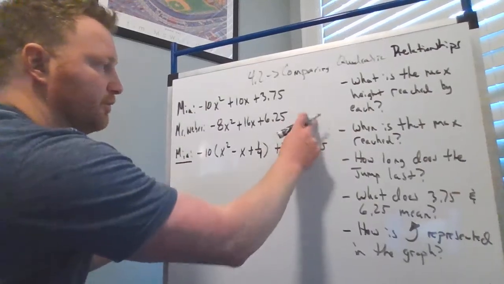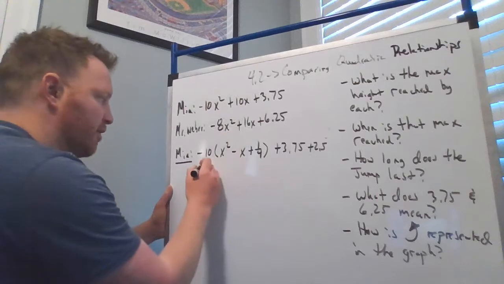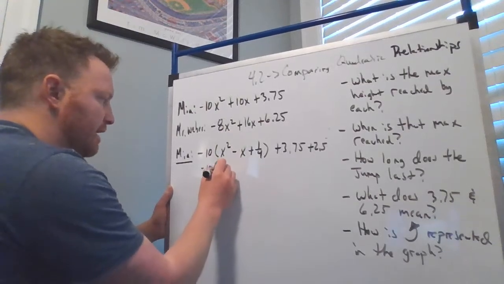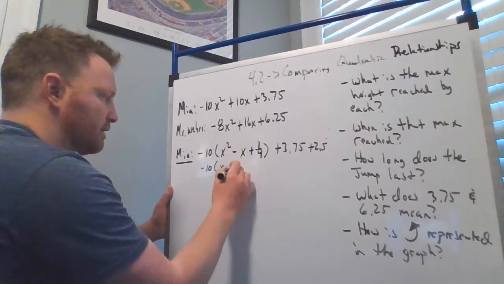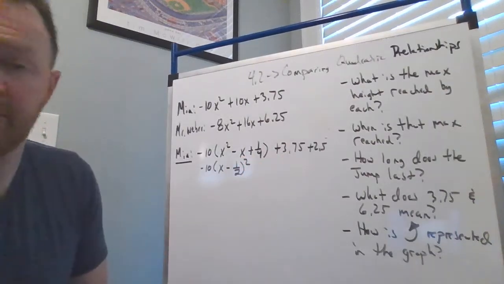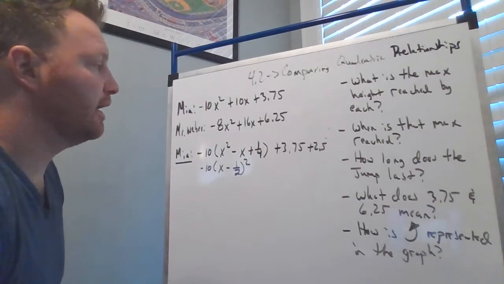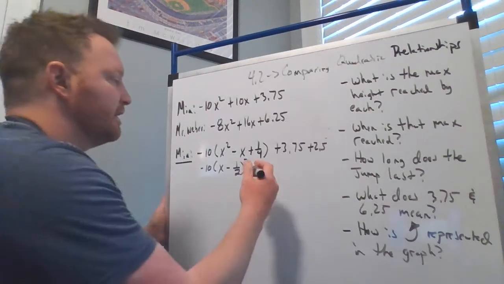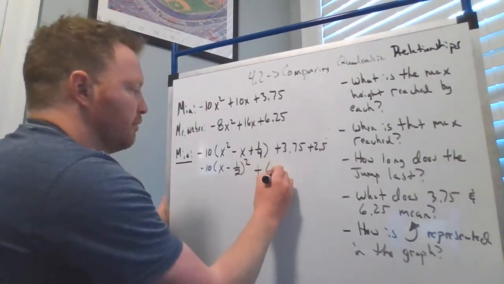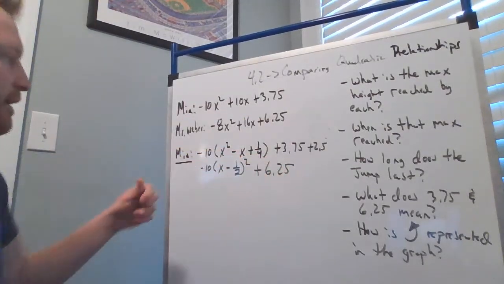This is crucial, because now your final completing the square, your vertex form of this, is negative 10 times the quantity x minus 1/2, squared, plus 3.75 plus 2.5, which is 6.25. We'll answer these questions all in a minute.